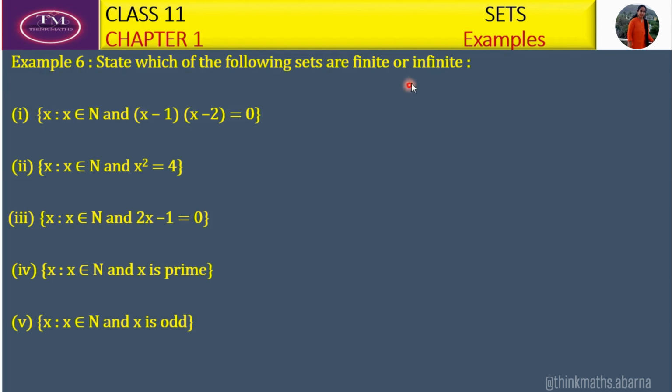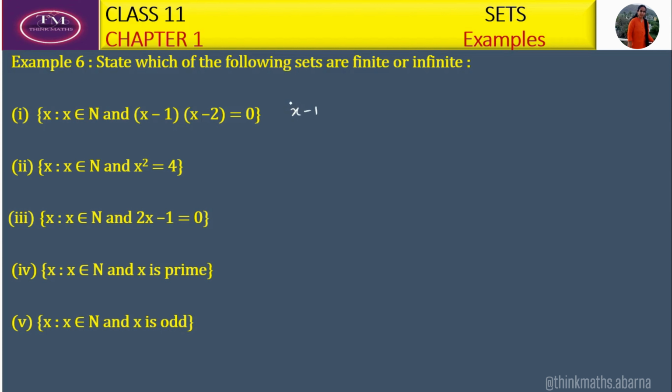Okay. So now let us check which set is countable or uncountable. Now the first problem: set of all x such that x belongs to N and (x minus 1)(x minus 2) equal to 0. So N is the natural number system. So we have to find the solution for this equation and check which numbers belong to the natural number system.